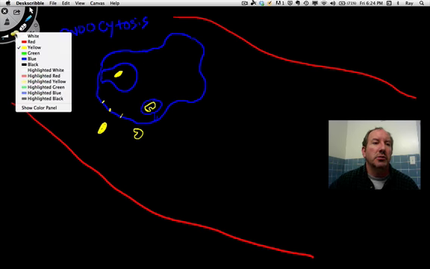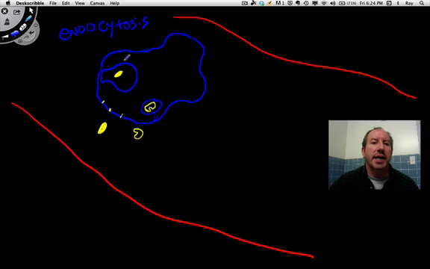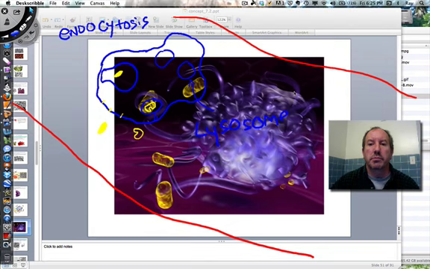So here's the solution. Inside the white blood cell, there's numerous little organelles called lysosomes. Let me just go like that. Lysosomes.